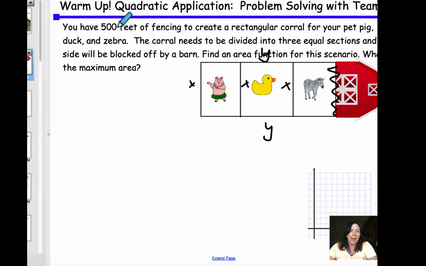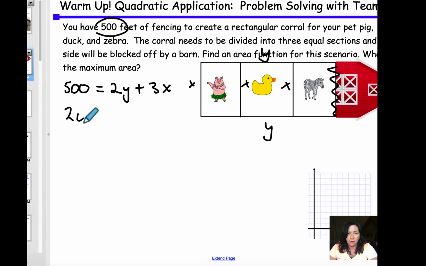I have 500 feet of fencing, which you probably figured out in your groups. Because I have two variables, I need two equations: one is going to be my perimeter and one is going to be my area. For my perimeter, I know the perimeter, which is 500 feet, is equal to 2 y's plus 3 x's. I see that is linear, so I'm going to move that 500 and solve for y.